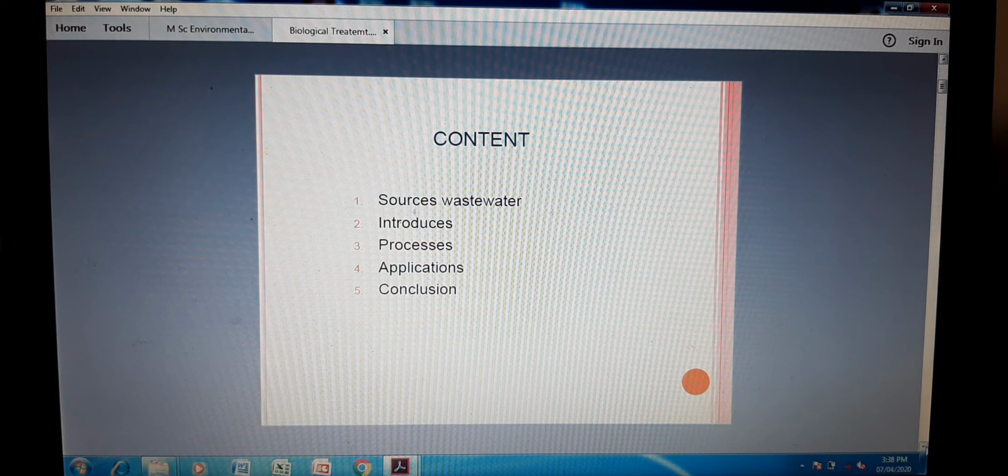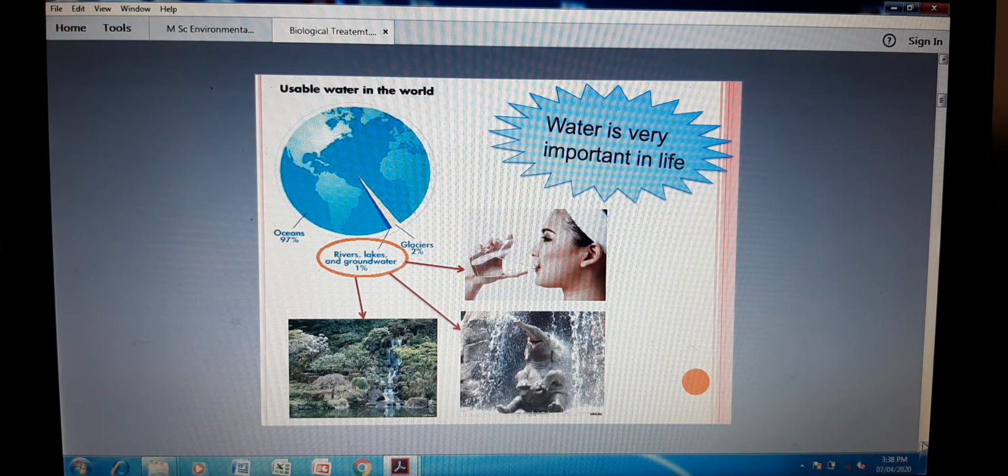So in this presentation we will see the source of water, then introduction, processes, application, and the last is the conclusion of the unit. Okay, so one by one we will see. As we know, water is important, and we know the importance of water, and we have seen this particular importance in unit number 1.